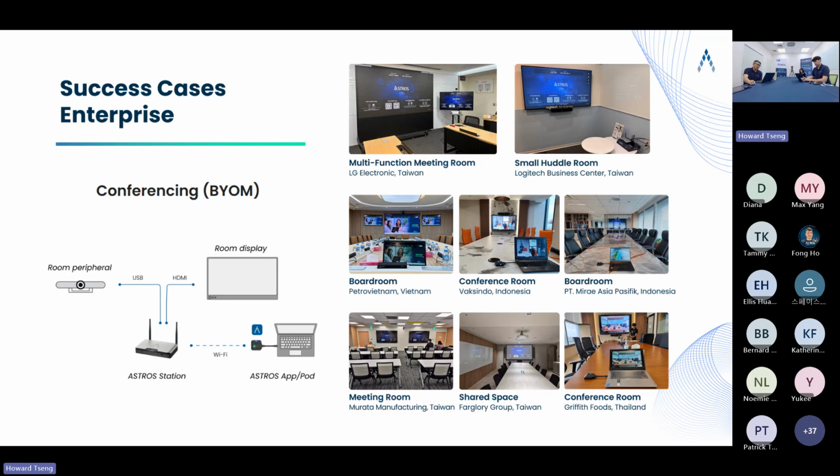One is the enterprise. Most enterprise meeting rooms are for conferences, so it's BYOM. You can see the diagram here. We just connect USB and HDMI: USB to the room devices like the video bar, camera, and speakerphone, and HDMI to the display. Then we can do the sharing from our PC using our station, right? So it's a very common situation.